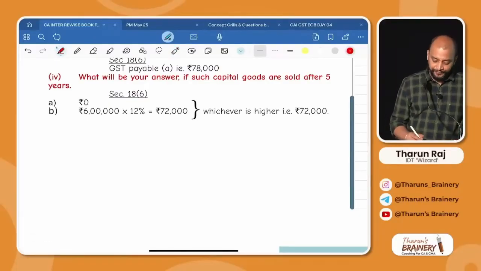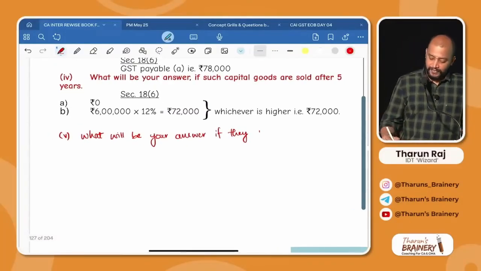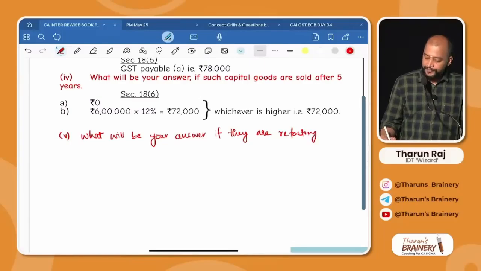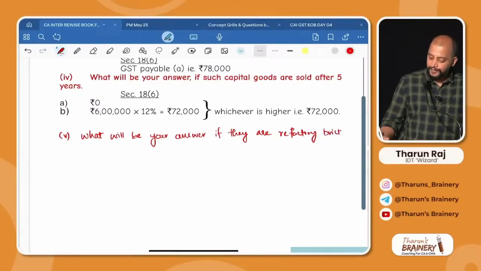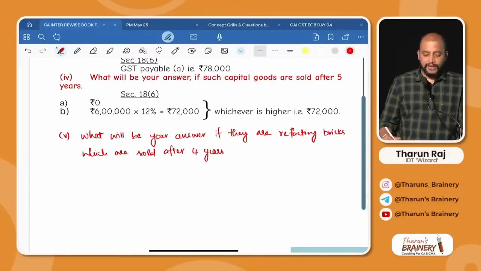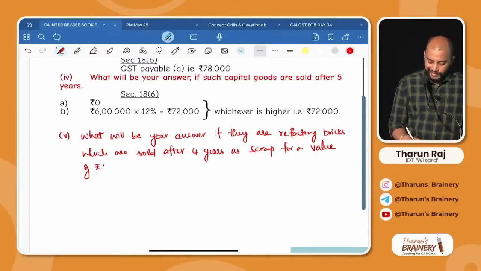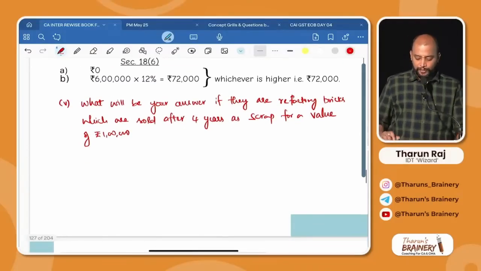Can you add one more point there? Please write down point number 5. What will be your answer if they are refractory bricks, which are sold after 4 years as scrap for a value of rupees 1 lakh?